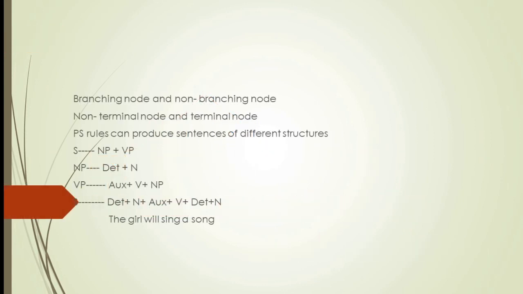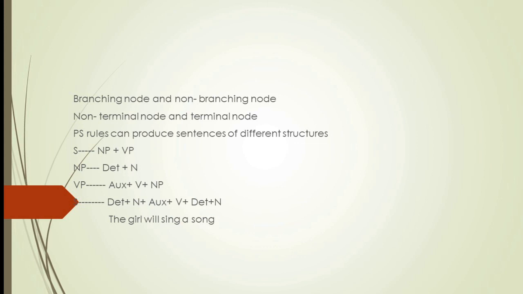I have already discussed with you what a branching node is and what a non-branching node is, also the non-terminal nodes and terminal nodes. So we can use PS rules to show different structures. For example, a sentence can have a noun phrase plus verb phrase. Noun phrase can have determiner plus noun. Verb phrase can have auxiliary plus verb plus a noun phrase. So you are combining the noun phrase and the verb phrase and you get determiner plus noun plus auxiliary plus verb plus determiner plus noun.